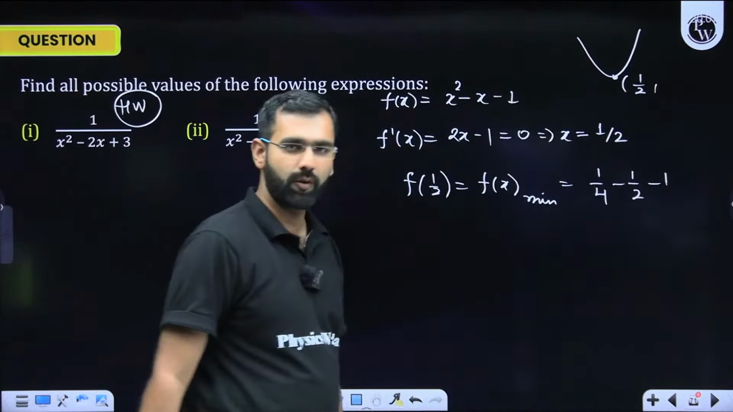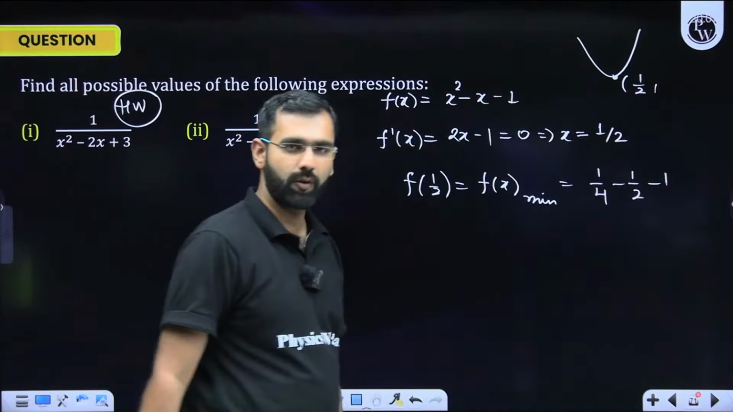So with that, can I write it as 2 by 4? And this has 4 by 4. So 4, 4, 4. This is minus 2, minus 4, minus 6, plus 1 is minus 5. So this value turns out to be minus 5 by 4. So the minimum value of this expression is minus 5 by 4. What does it mean? It means that x square minus x minus 1 will always be greater than or equal to minus 5 by 4, and it will always go till infinity.